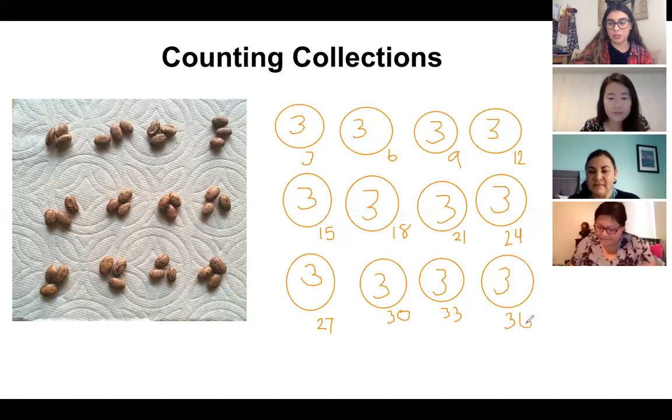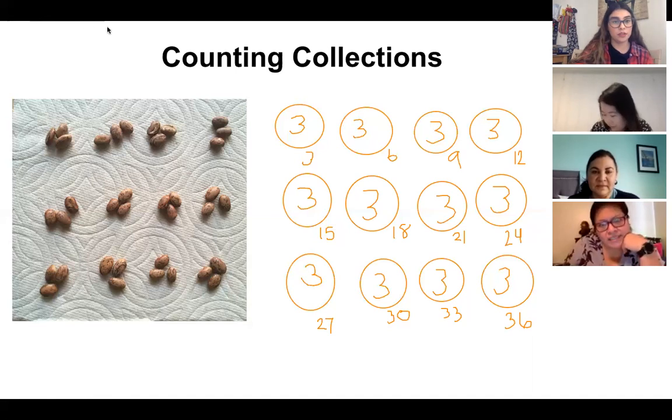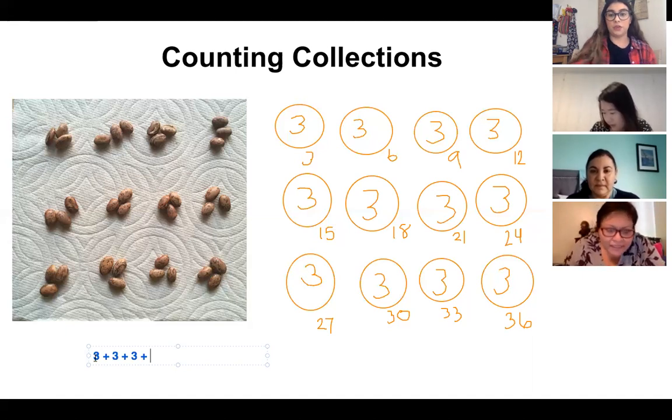Ms. Rosales, would you be able to help us create a number sentence using our collection? Sure. So a number sentence could look like 3 plus 3 plus 3 plus 3 all the way is equal to 36. So we have each of those groups of 3s, 1, 2, 3, 4. So we have 12 groups of 3. So I'm going to write how many groups of 3 here, or how many 3s should I have in my equation? 12 in all.